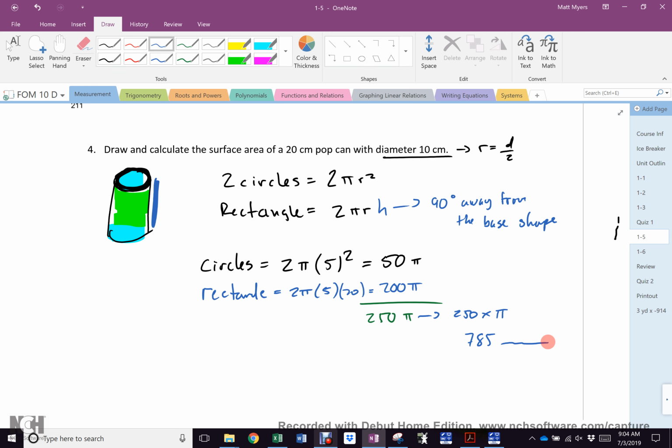Which one is right in math class? Which one do I give you full credit for? I could give you full credit for 250 pi, but isn't this also the right answer? They're both going to get you full credit. Which one's faster? I like this one. And I would practice this one if I were you, because your future teachers are going to want the answers this way. Does everybody understand? Okay, so let's recap.